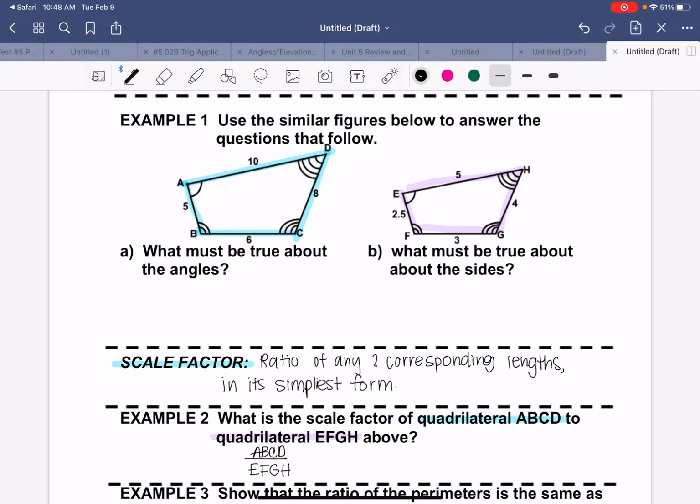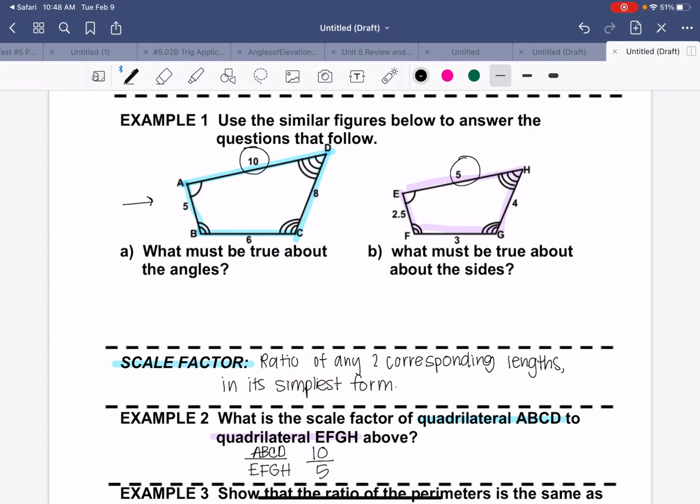So in this question, when we use these pictures right here, every side is present, but that might not always be the case in further examples that we'll do in this video. So what you have to do is pick the two corresponding sides that you do have. In this case, we have all of them, so we can just pick. I'm going to pick 10 and I'm going to pick 5. Because ABCD goes on top, we are going to put 10 over 5. So there's our scale factor.